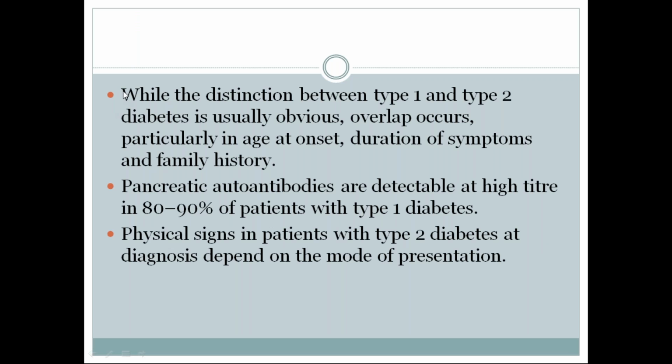So while there is a clear-cut distinction, there may be some overlap between age of onset, symptoms, duration of symptoms, and family history. And pancreatic antibodies are detected in high titers in type 1 diabetes mellitus, and physical signs in patients with type 2 diabetes mellitus at diagnosis depend on the mode of presentation. So they present to the OPD with some type of symptoms, and they present to casualty with other symptoms.